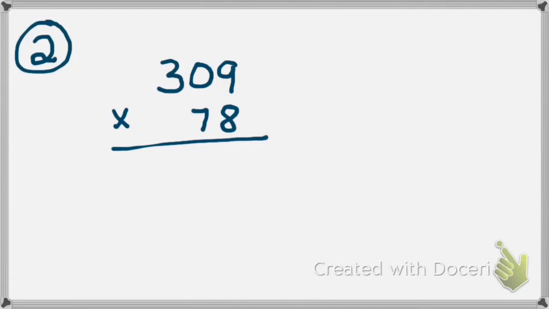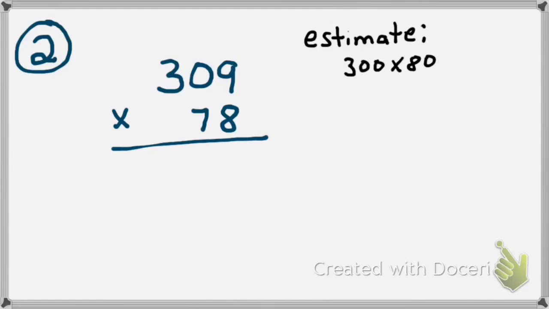First thing, as always, we need to find our estimate. 309 rounds to 300, 78 rounds to 80, so 300 times 80, 3 times 8 is 24. Tack on my 3 zeros. 1, 2, 3. Count backwards to my commas. 1, 2, 3, comma. So my estimate is 24,000. Let's go ahead and solve the problem, and we'll go back and check to see if our estimate shows that our answer is reasonable.